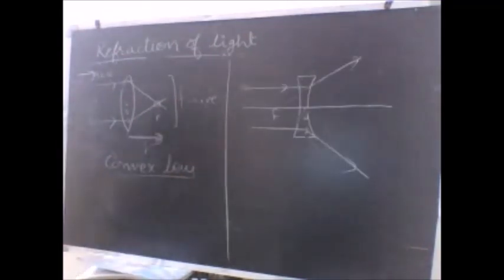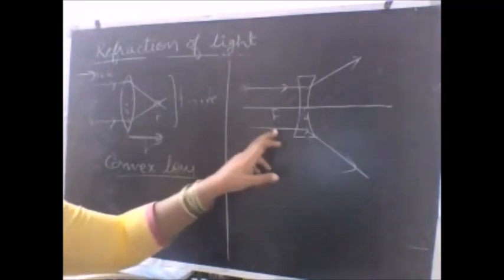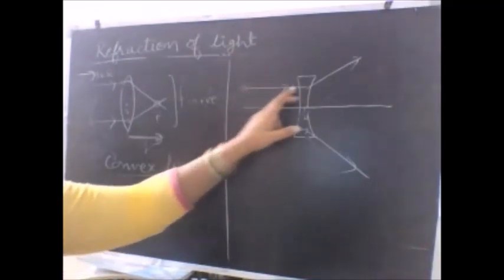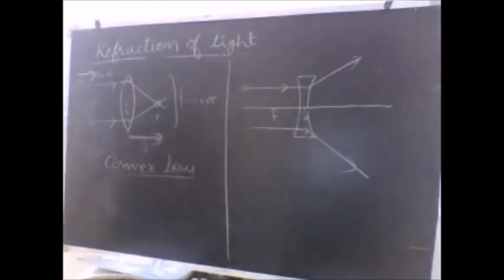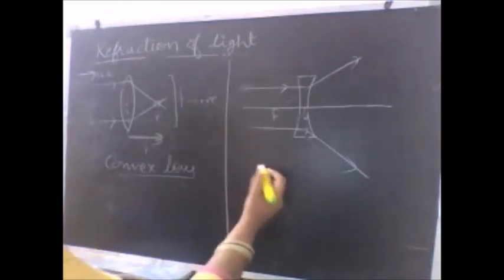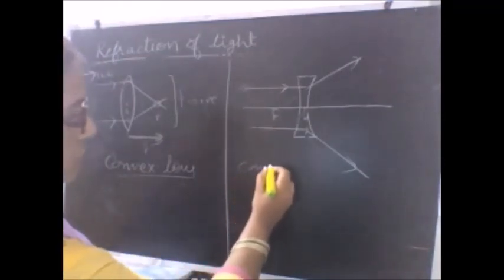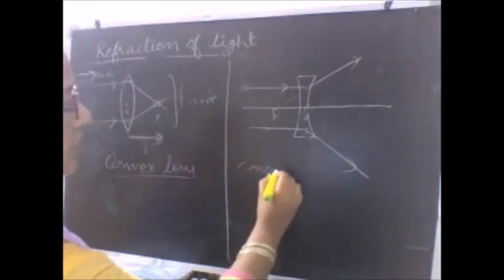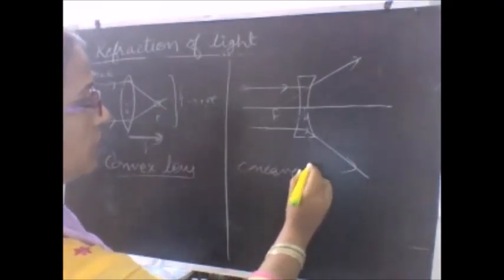So let us see the sign convention for the focal length of a concave lens. These are the incident light rays, and the incident light rays of course are going to diverge, and that is why we call this lens a diverging lens.